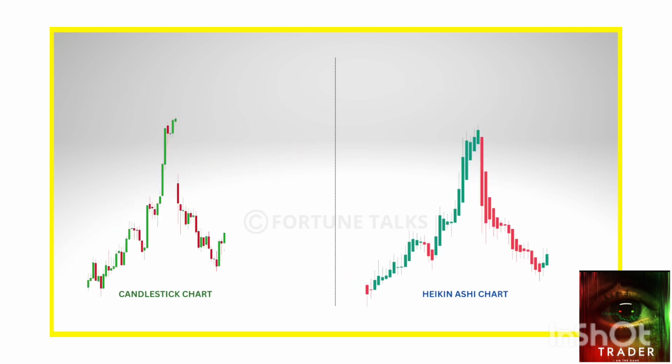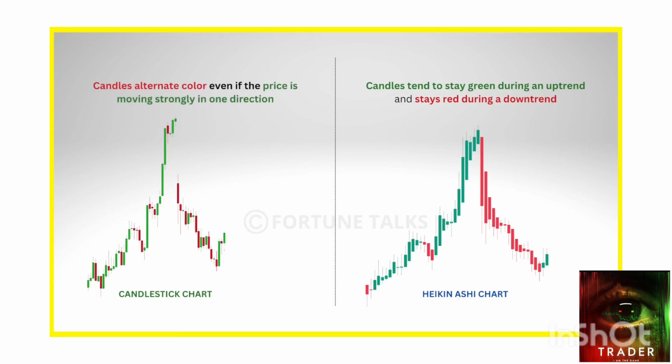You'll notice that Heikin-Ashi charts have a tendency for their candles to stay green during an uptrend and red during a downtrend. This is in contrast to the traditional candlesticks that alternate color even if the price is moving strongly in one direction. And also, you can clearly see that the Heikin-Ashi chart is much smoother looking in terms of price action, as it reduces the noise on the chart and displays consecutive colored candles, making it much easier to interpret and identify prior price movements and current trends.